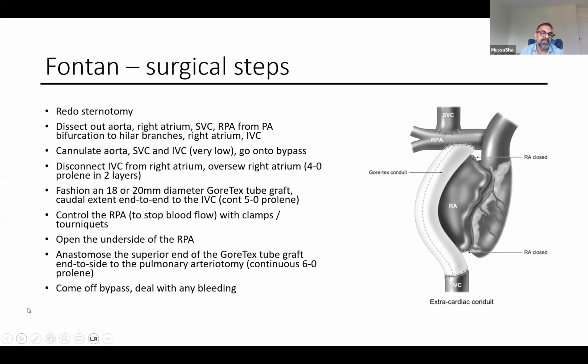The next step, having done that, is to control the right pulmonary artery. So you need to stop the blood flow in the right pulmonary artery. You clamp it proximally or use tourniquets, and also clamp it distally as well. So you have to clamp the branch pulmonary arteries in order to have an isolated segment of the right pulmonary artery, open it on its underside wide enough to accept the superior end of the Fontan tube.